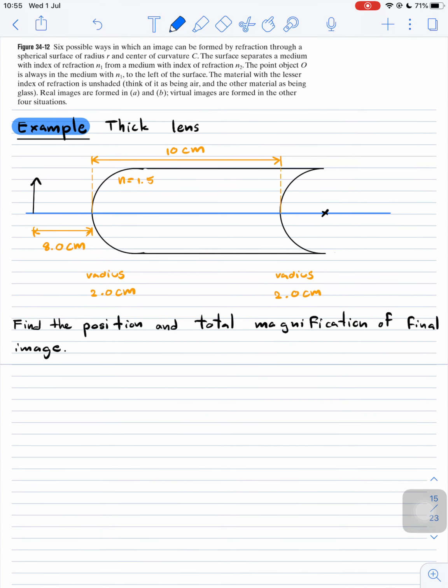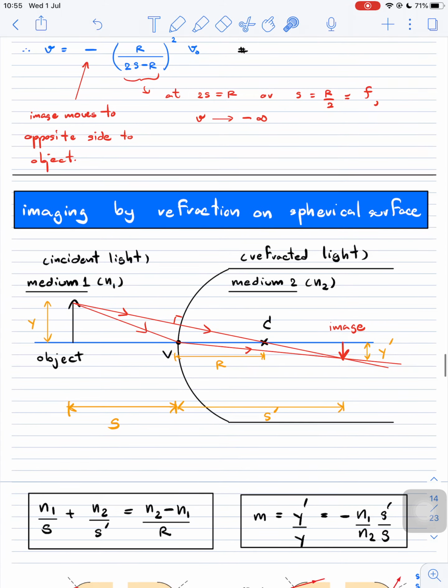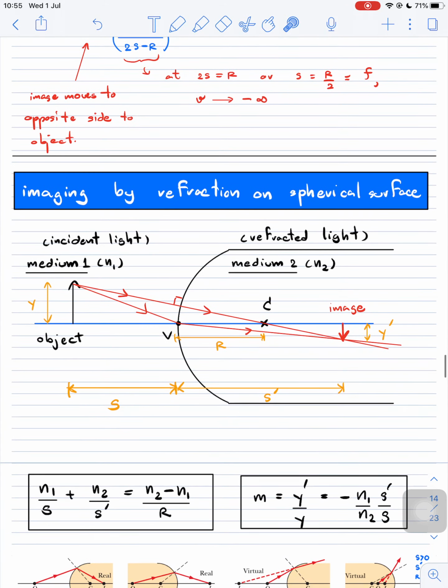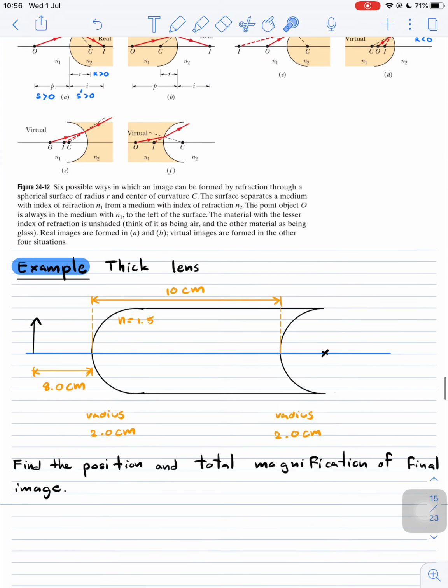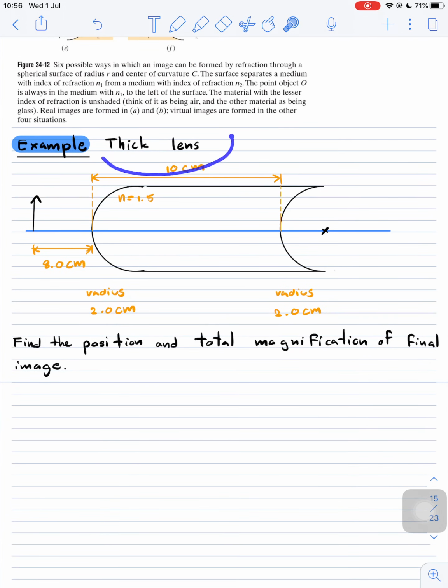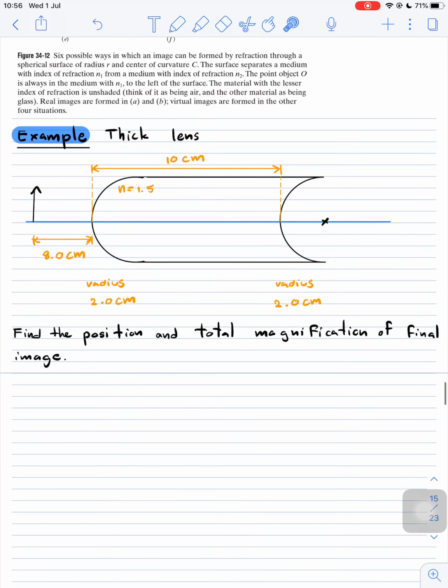Okay, so let's look at this example about a thick lens. We can use the idea of image formation by refraction on the spherical surface to find the image due to the thick lens. What is the thick lens? The thick lens is a lens, right, but now the thickness cannot be negligible. So for example, in this case, we have a lens with the thickness equal to 10 centimeters. Okay, when we talk about the thickness of the lens.